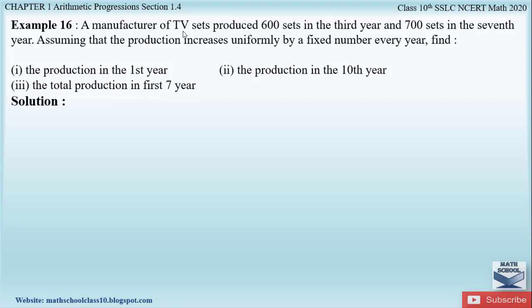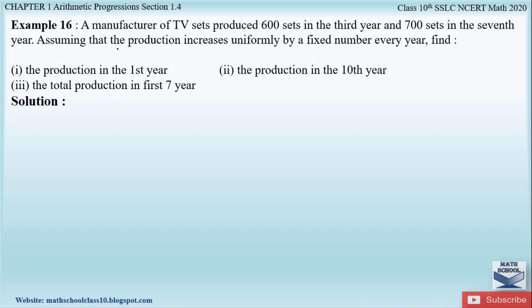There is a manufacturer who produces TV sets. In the third year, he produced 600 TV sets and 700 sets in the 7th year. He says that the production increases uniformly by a fixed number every year, and we have to find out the production of the first year, then the 10th year, and the total production in the 7 years.